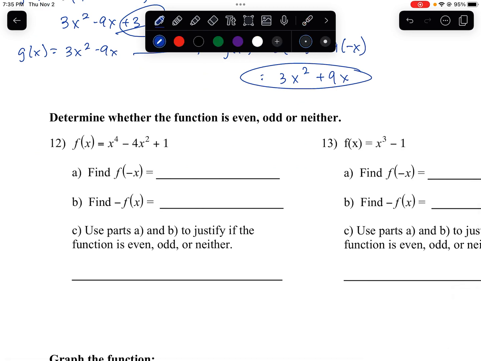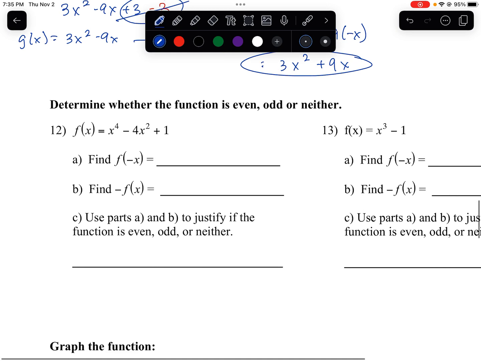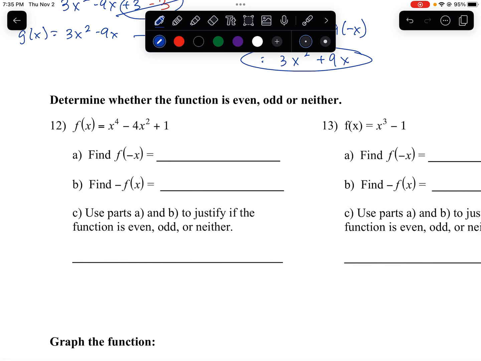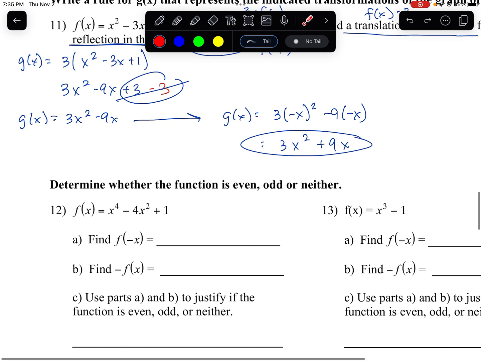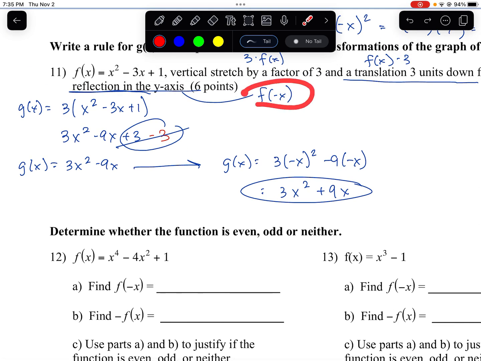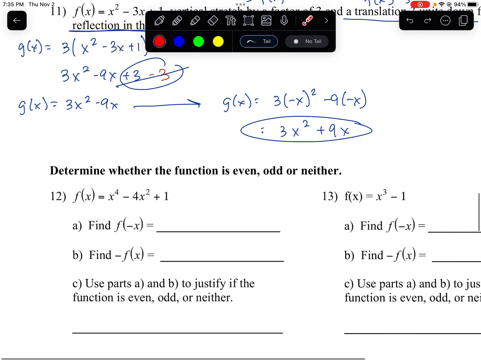Determine if the function is even, odd, or neither. So here is a step-by-step process on how you can find it. First, start by finding f of negative x. So this means right here, just like we did over here, where we applied this notation, a reflection in the y-axis. So plug in negative x.